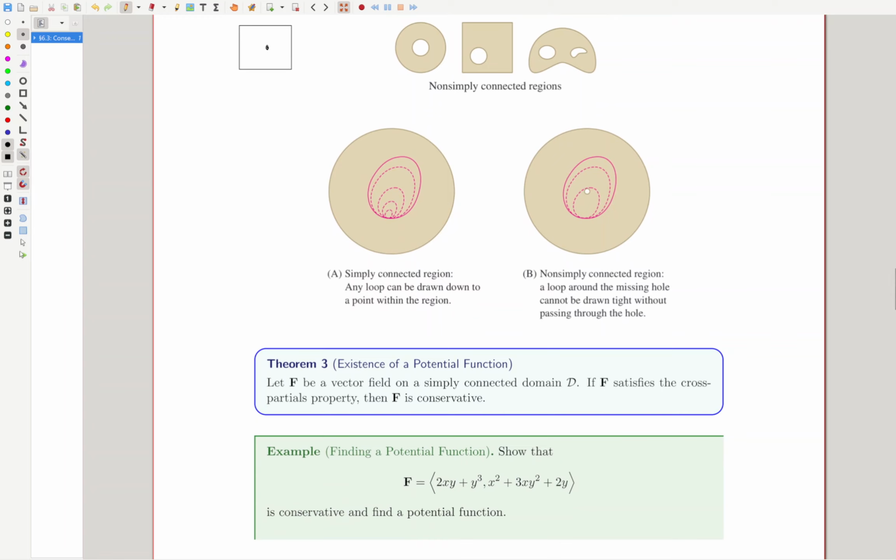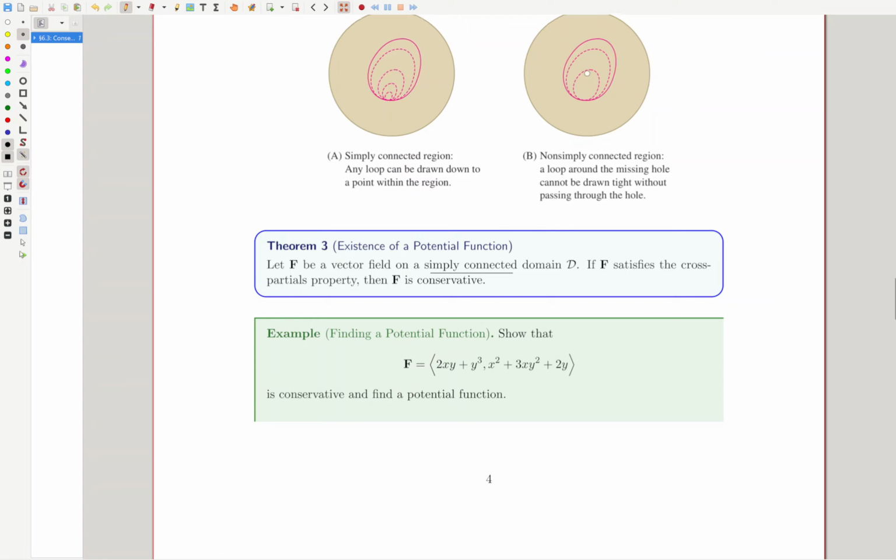Right, so that's about being simply connected. Yeah, and this is just stating it again. If you have the assumption that the vector field is defined on a simply connected domain, then if f satisfies the cross partials property, then f is conservative. That is the implication that we were after, and we just needed this additional condition that the domain D is simply connected.